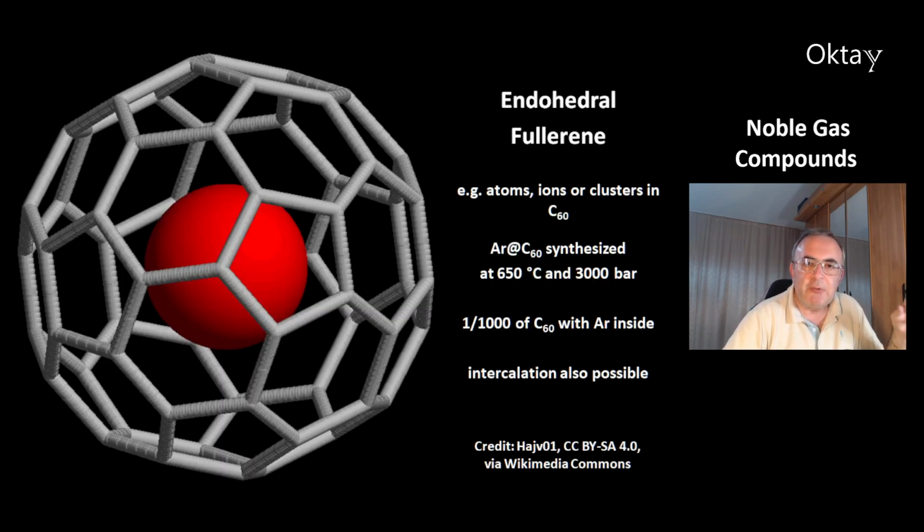It's another type of compounds, that's endohedral fullerenes. These are atoms, ions or clusters that are trapped inside the football molecule C60, fullerene. And the compound argon in fullerene was synthesized at 650 degrees Celsius and 3000 bar. In these conditions, 1 of 1000 fullerene molecules contains an argon atom inside.